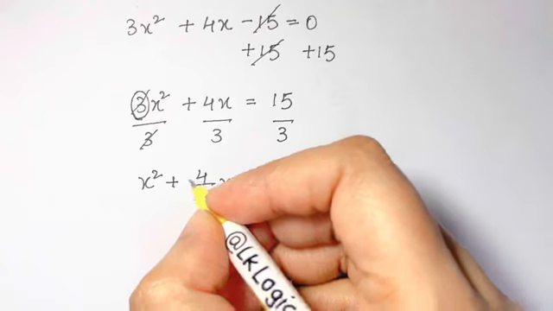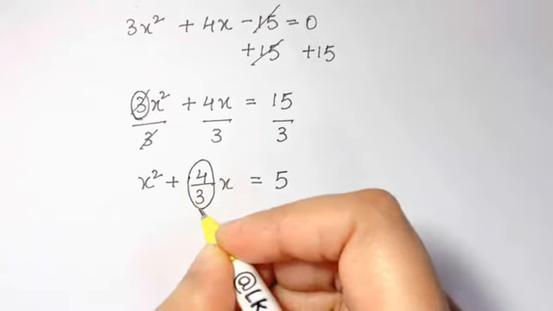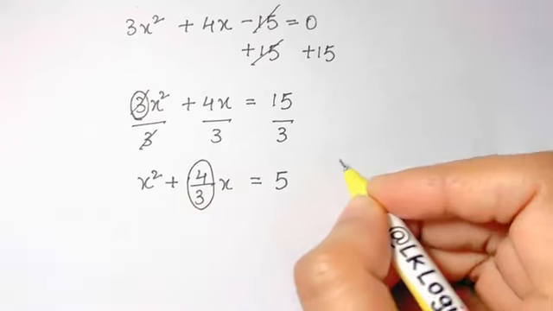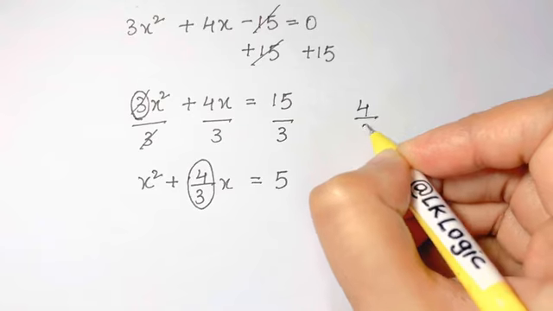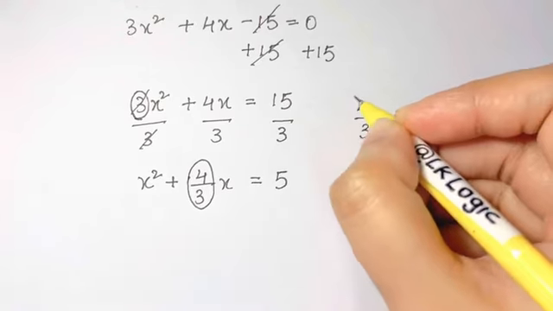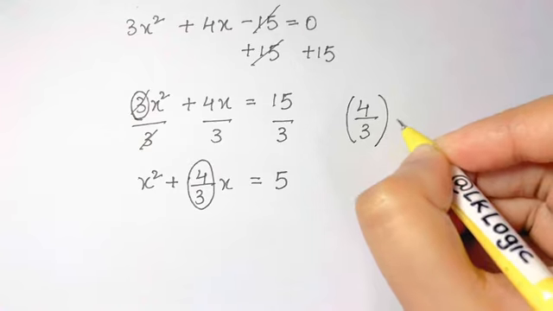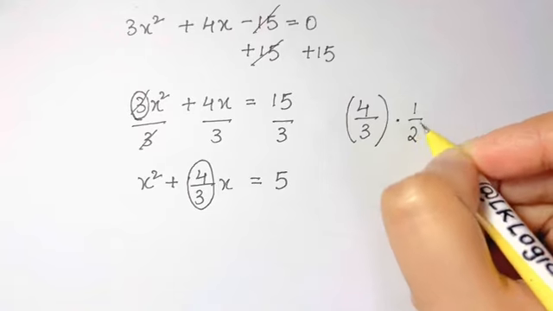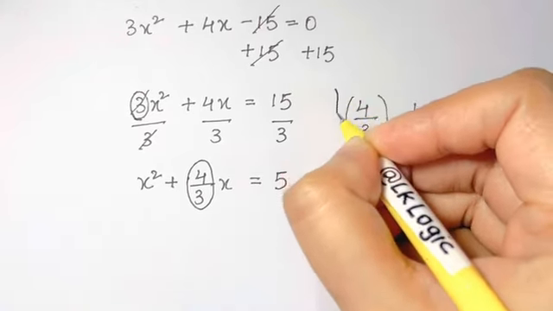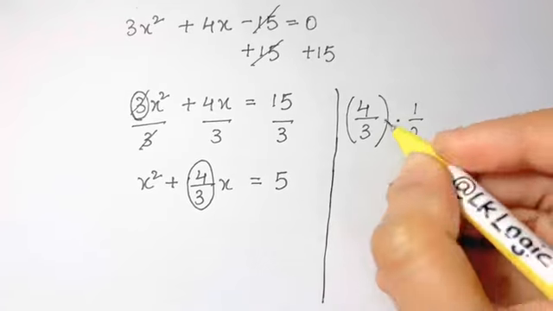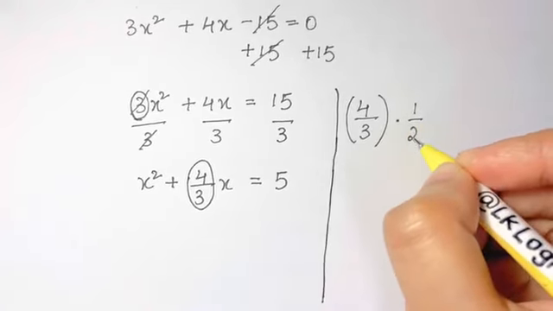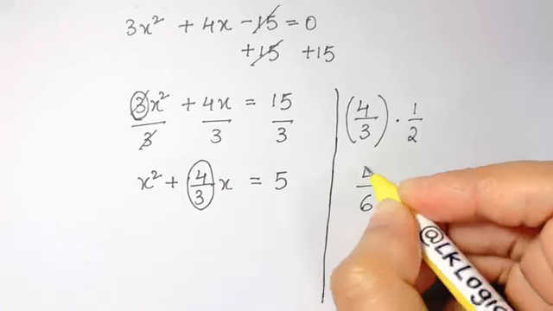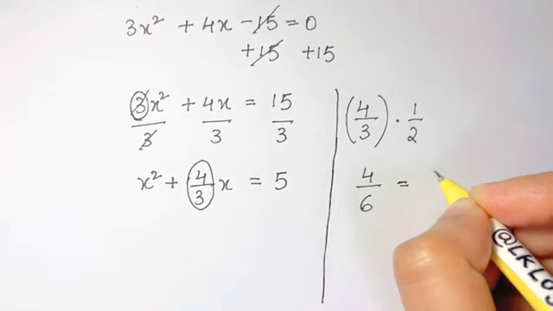Next step, I want you to look at the coefficient of x. Only 4 over 3 here. Just disregard the sign, and write it down somewhere here. And now I want you to take the half of this one. Taking the half of this number is simply multiplying this number by 1 over 2. So once you do that, that's going to give you what? 4 over 3 times 1 over 2 equals 4 times 1 is 4, 3 times 2 is 6. So 4 over 6. I want you to reduce this fraction. That turns out to be 2/3.